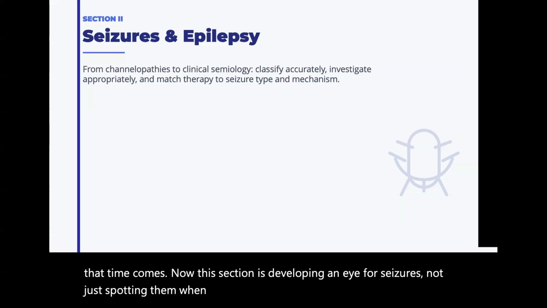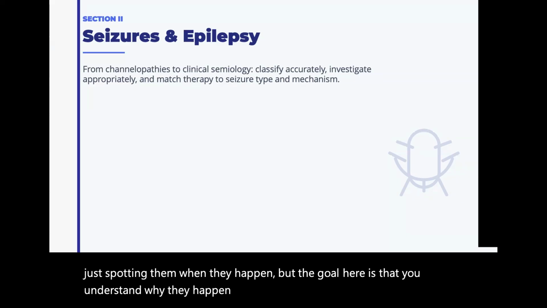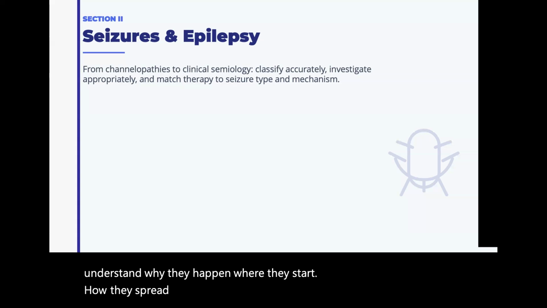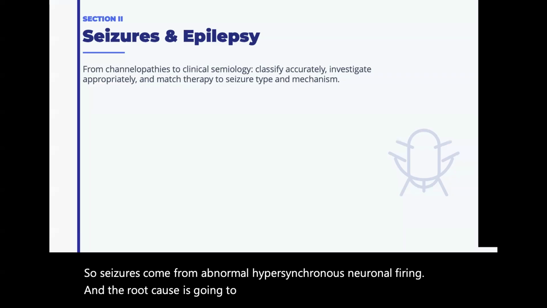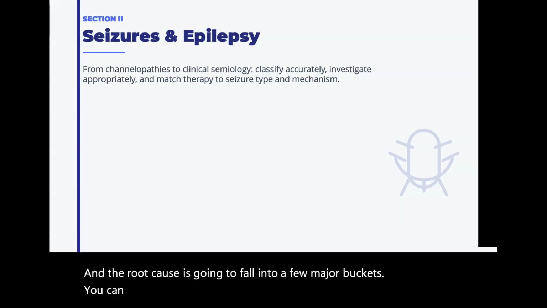but the goal here is that you understand why they happen, where they start, how they spread, and what it means for management. So seizures come from abnormal hypersynchronous neuronal firing. And the root cause is going to fall into a few major buckets. You can either have a structural lesion, a metabolic trigger, or some sort of genetic epilepsy situation.